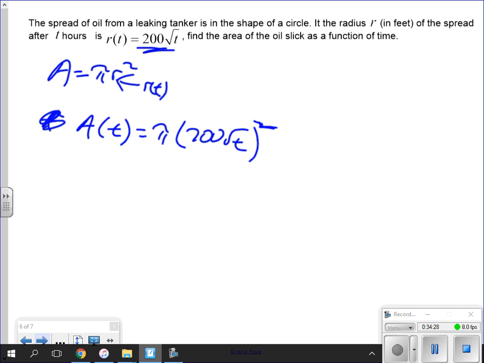Simplify. What's 200 squared? Oh, come on. What's 2 squared? 4. How many zeros do I have here? 2. So how many am I going to have when I square it? 4. 40,000 pi times t. Really? You can't square 200 in your head? Square the number, double the zeros. If you square a number followed by a bunch of zeros, square the number, double the zeros.